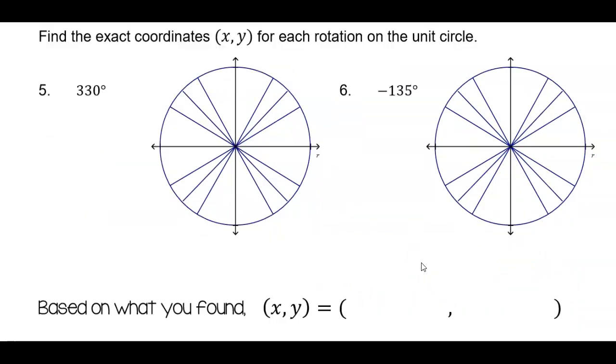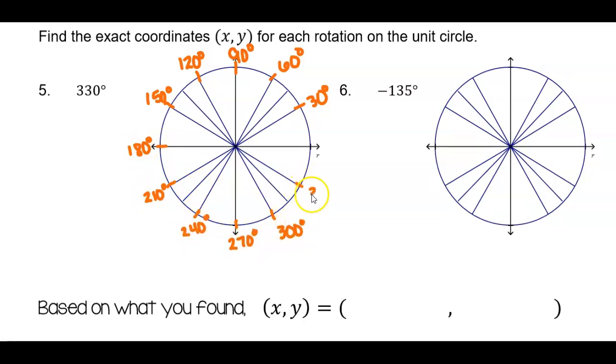All right, so for the last 2 examples, it says find the exact coordinates (x, y) for each rotation on the unit circle. So if we are doing a rotation of 330 degrees, we should recognize that as being a multiple of 30 degrees. So we can kind of just tick this out until we become comfortable. So we can tick this out, 30, 60. So here we are. The coordinate we're looking for is this right here.